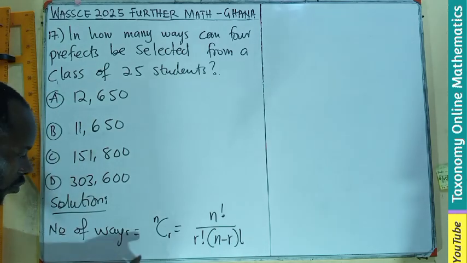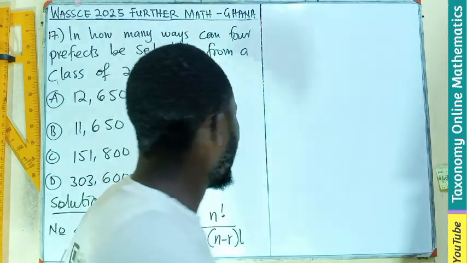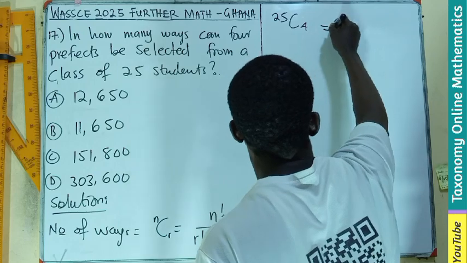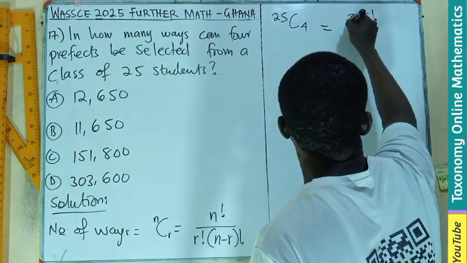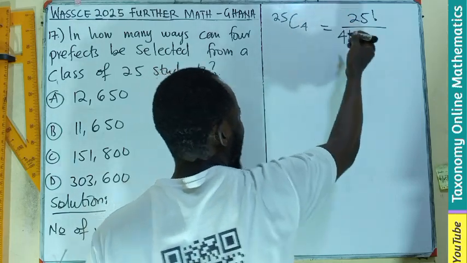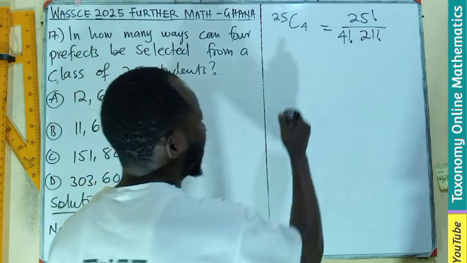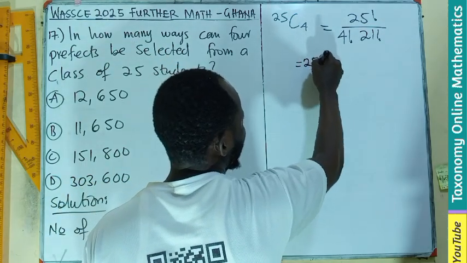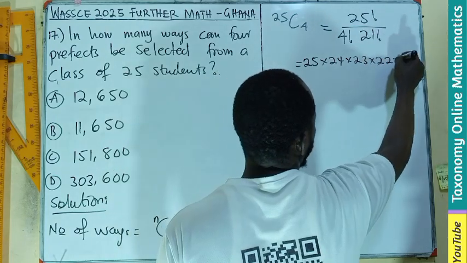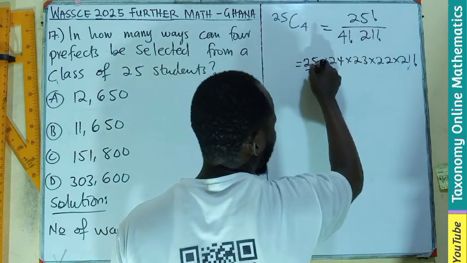So if that's the case, we are having 25 students to select from, and we are selecting only 4, meaning we have 25C4, which is 25 factorial over 4 factorial times (25 minus 4) factorial, which gives 21 factorial. Let's go down a bit. In this, we have 25, 24, 23, 22, 21 factorial, because I'm having 21 factorial here.